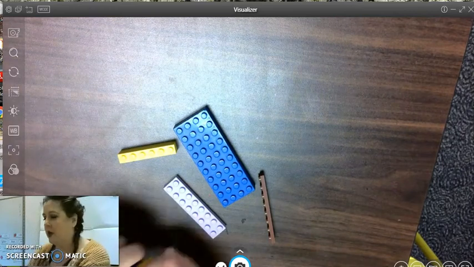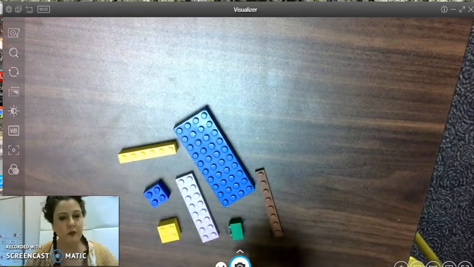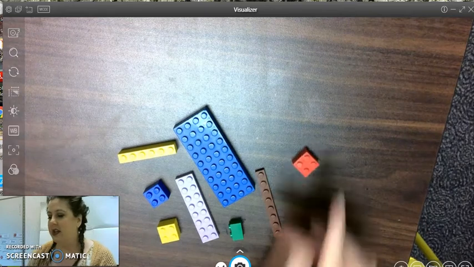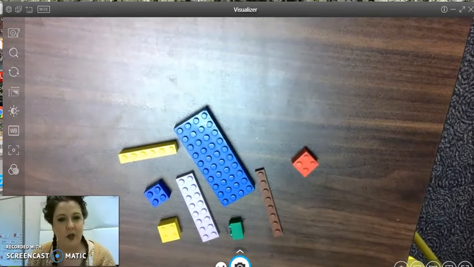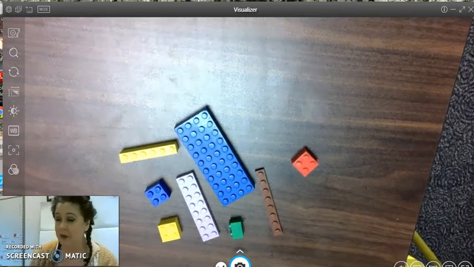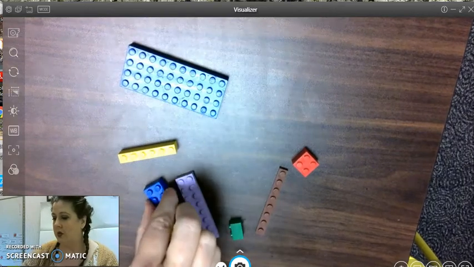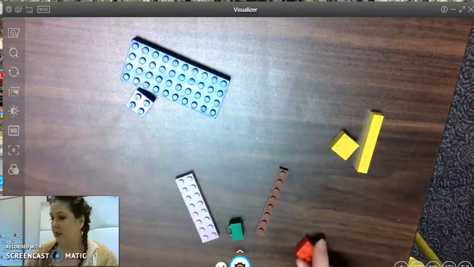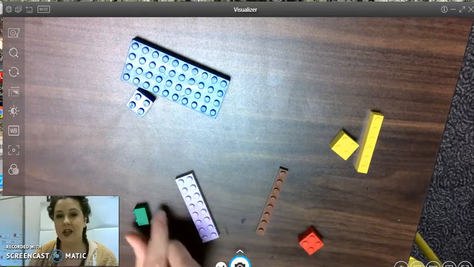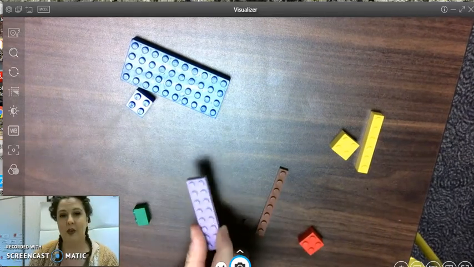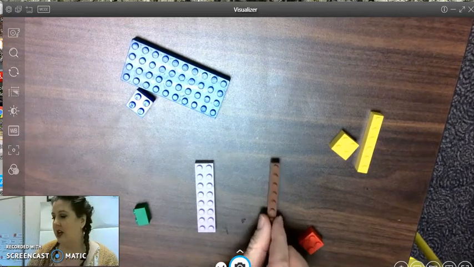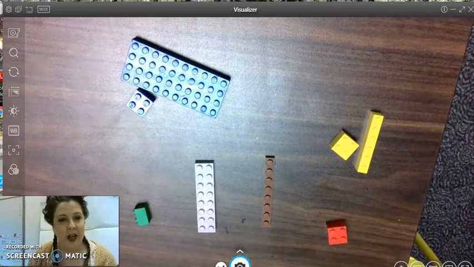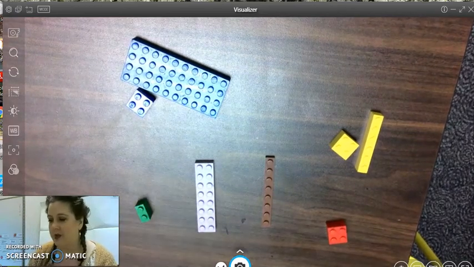I'm going to put my Lego collection out here. And let's think about those ways, those attributes. I could sort by color. Blue, yellow, red, green. This is actually a purple. It's hard to tell on my screen. And a brown. So I have lots of different colors in my Legos.